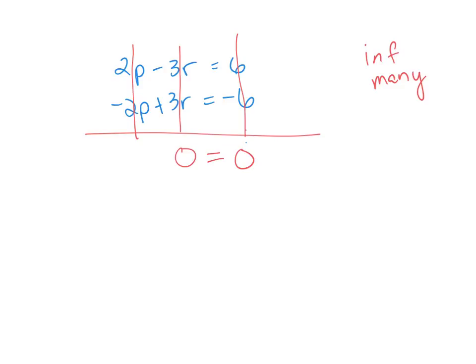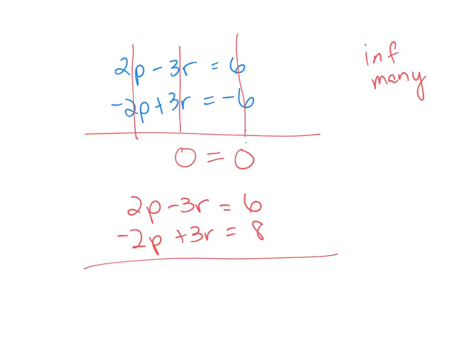So anytime it leaves... I'm going to do this one. I'm going to do the same problem, but on the bottom, I'm going to put -2p plus 3r equals 8. Okay? And here, the p's eliminate, the r's eliminate. We get 0 equals 14. Is that a true statement? No. So this one is going to be no solution because it gives you a false statement when all the letters are eliminated. So when you eliminate all letters, you have to see if it's true or false, and that'll determine whether it's infinitely many or no solution.